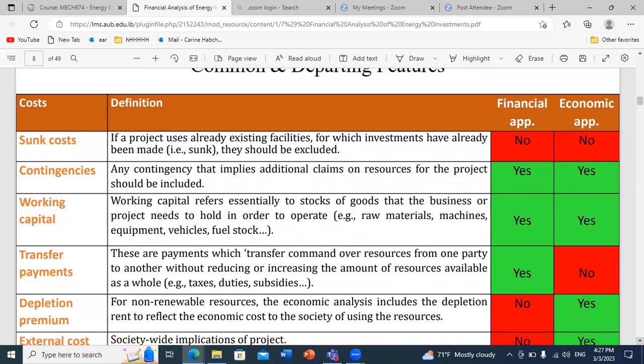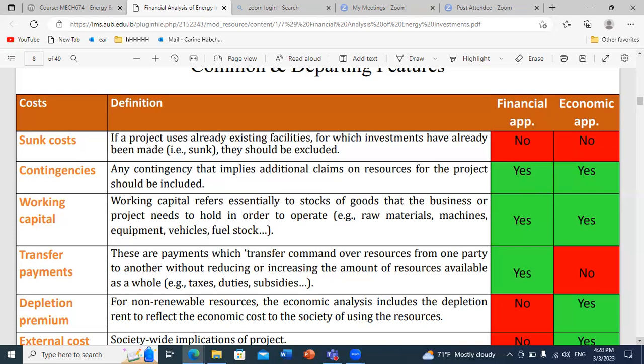It's present here. Okay, so if a project uses already existing facilities for which investments have already been made, we just say it's a sunk cost because it's already paid. We don't include them in the analysis because we don't have to pay now any extra money. We already have the facilities. So if you are using the financial or economic approach, you don't consider such costs because they are already available and you can use them directly.